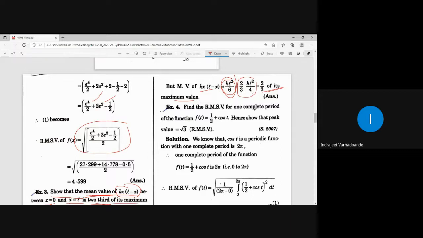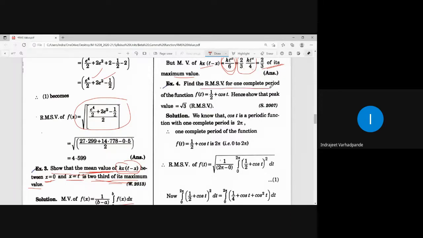The next example is: find the RMS value for one complete period of a function f of t equal to half plus cos t.